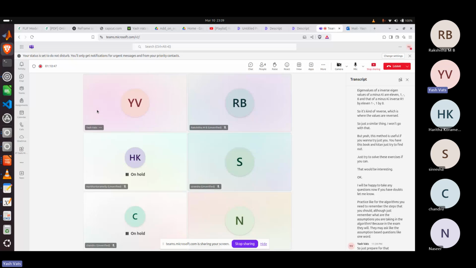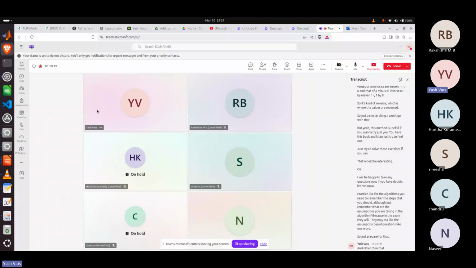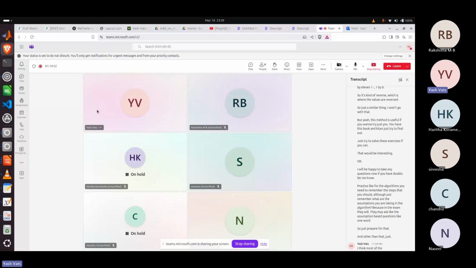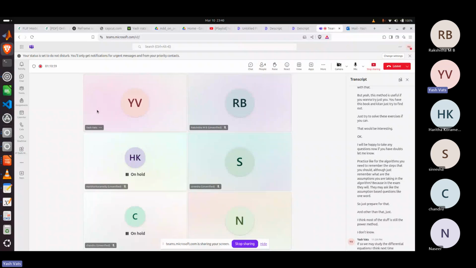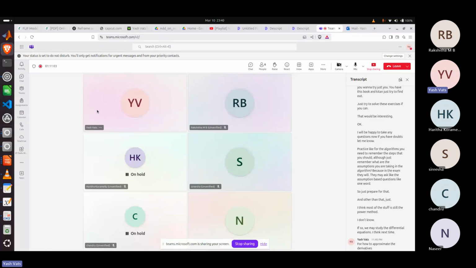Other than that, I think most of the stuff is till the power method. We may study the differential equations next time, for how to approximate the derivatives. That's included in this.